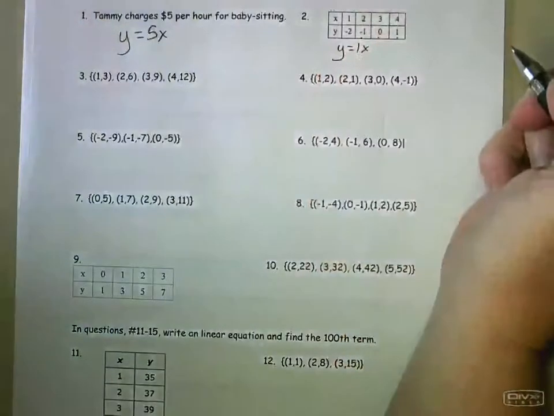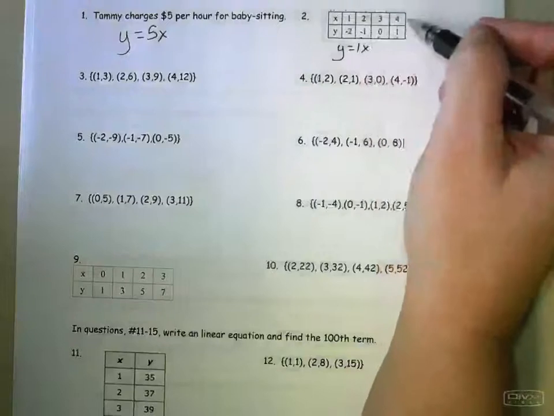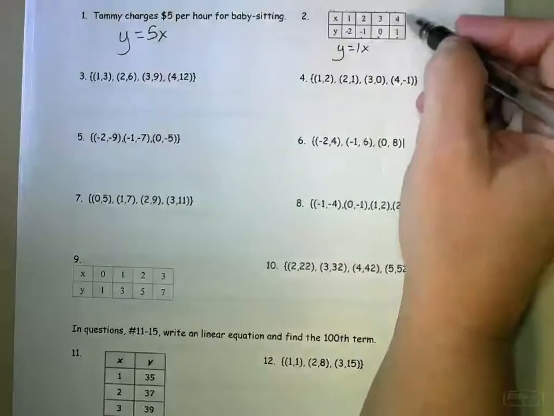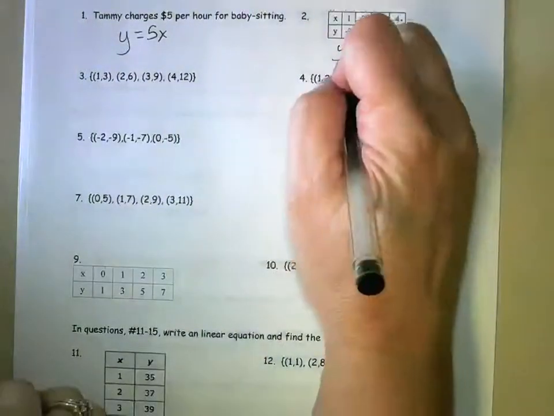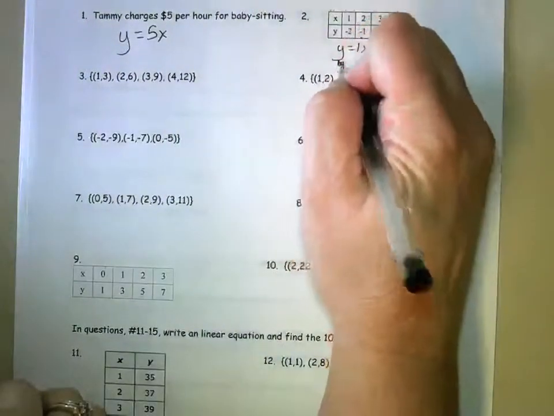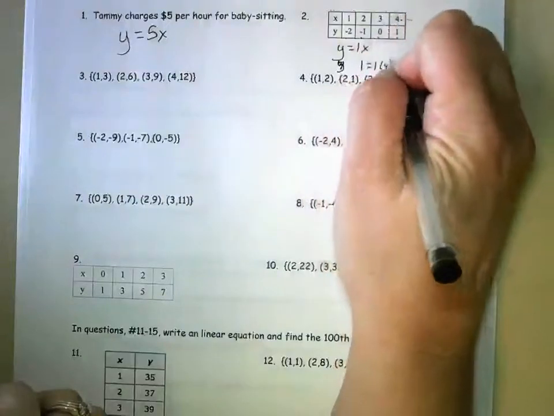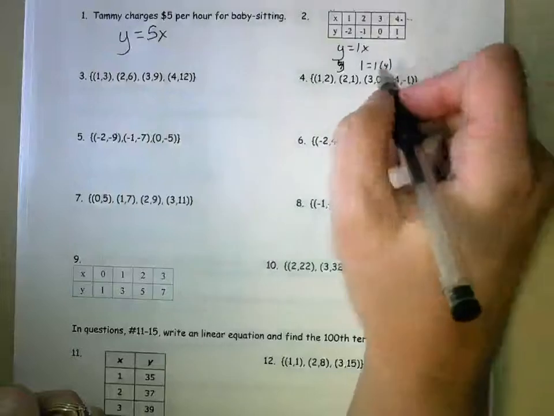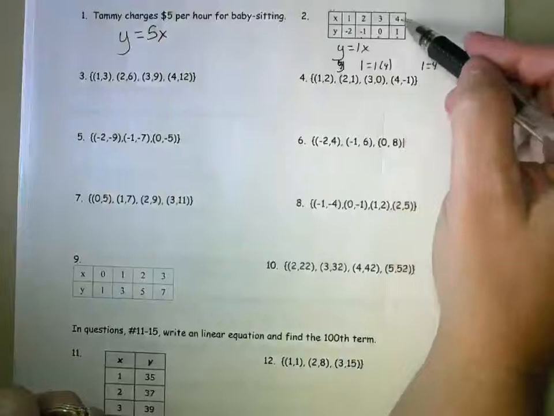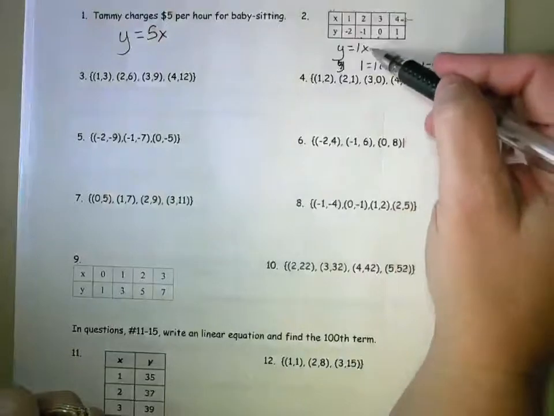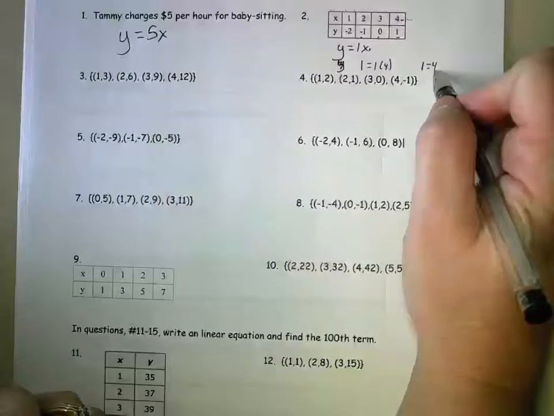So y equals 1x. And then what you need to do is pick any of these numbers and put it in here. I'm going to pick the 4, so I'm not dealing with negatives. If the 1 is the y, that becomes 1 times 4, so that would be 1 equals 4. Well, if we put 4 in place of the x, we want to get 1 back. But this time I got 4 back.